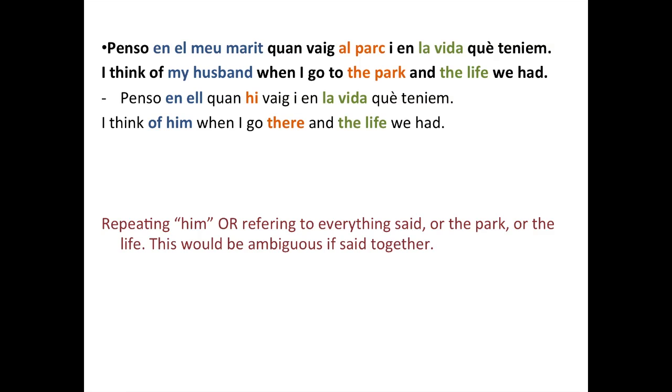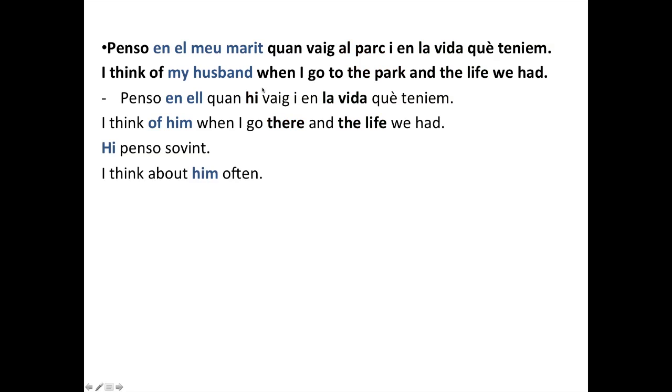Alright, some other examples. Penso en el meu marit quan vaig al parc i en la vida que teníem. I think of my husband when I go to the park and of the life we had. Penso en ell quan hi vaig i en la vida que teníem. I think of him when I go there and the life we had. So you can replace "al parc" with "hi" because it's a location, but you can also replace "el meu marit", my husband, with "hi" as well, because it comes after the preposition.